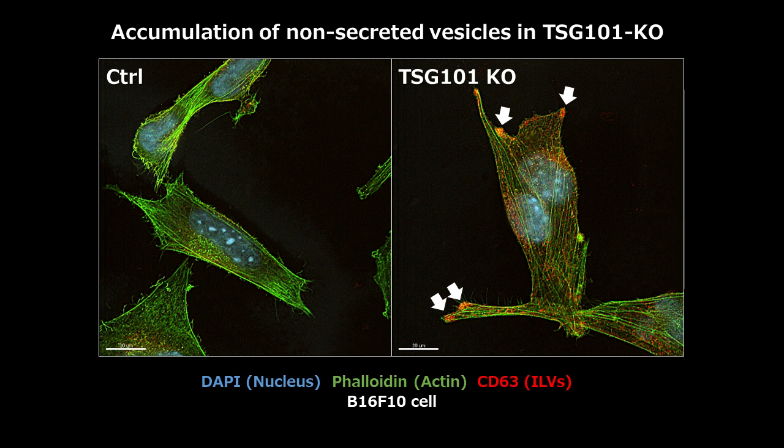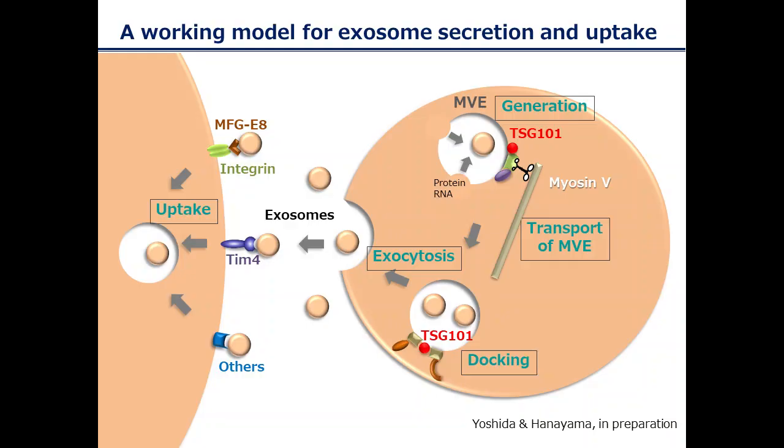Therefore, we tried to identify its partner proteins by immunoprecipitation and mass spectrometry. Based on the molecules we identified, this is our current working model. We found TSG-101 is not involved in the generation of vesicles inside MVE. Instead, TSG-101 might mediate the transport of MVE and its docking with the plasma membrane by interacting with partner proteins, as illustrated here. Thus, TSG-101 knockout impairs these processes, causing the accumulation of non-secreted vesicles.